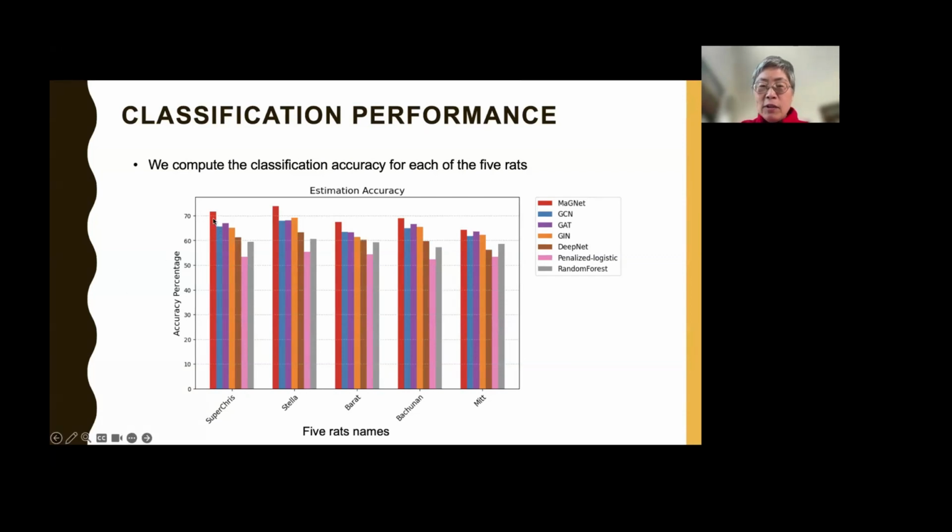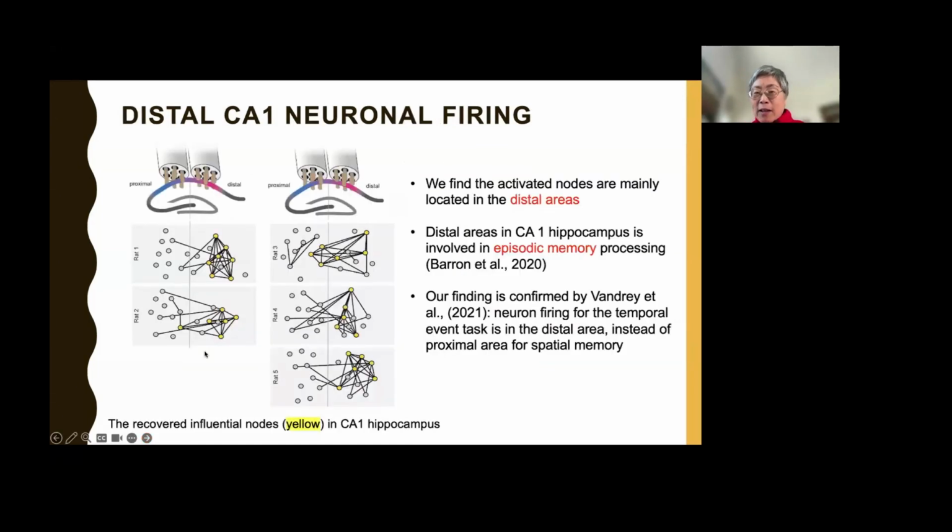You can see still our method, the red one, for every rat performs better than other methods. And again, penalized logistic regression has the lowest performance, the pink one, and the random forest overall is not that bad. Surprisingly, random forest is sometimes even doing better than deep nets. So the second part is interpretation.